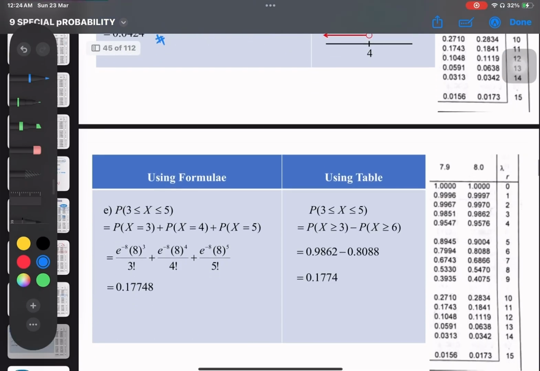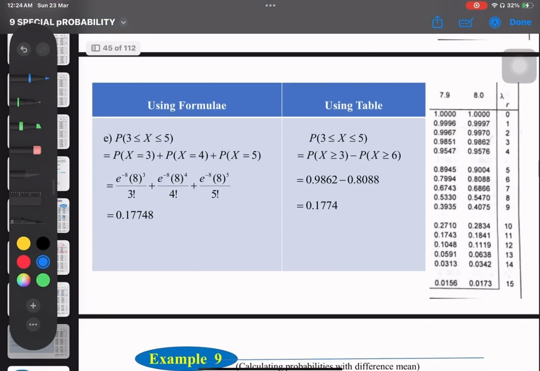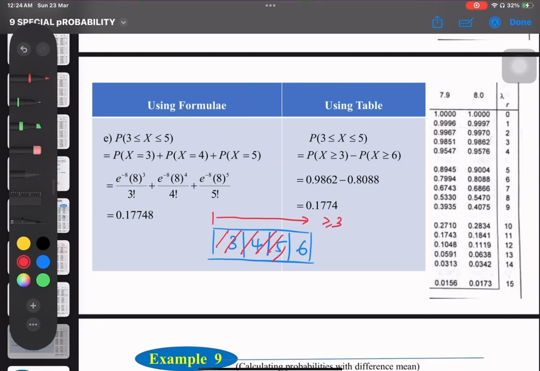Okay, as for question E, using the formula shouldn't be any problem since it's between 3 and 5, so we only need 3, 4 and 5. We do the same for the formula, and for the table it requires a little bit of thinking, just a little bit. We subtract more than or equal to 3 with more than or equal to 6 so that we can get the probability in between. We only need 3, 4 and 5. So if you still find yourself struggling, you have to do more exercise.